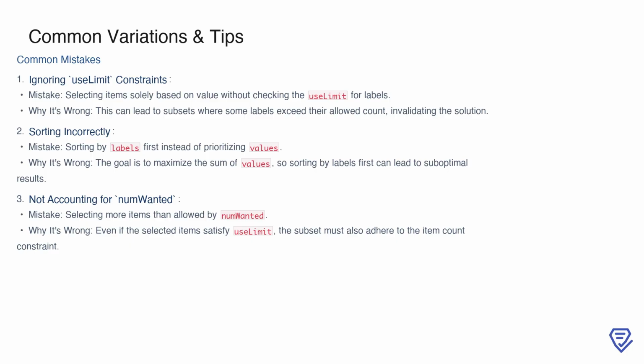Next, sorting incorrectly can also lead to issues. The focus should always be on maximizing the sum of values, so sorting based on labels first instead of values can give you a suboptimal result. Lastly, don't forget about the number wanted constraint. Picking more items than allowed might satisfy the use limit but would still violate the problem requirements. Always ensure the selected subset meets both conditions simultaneously.